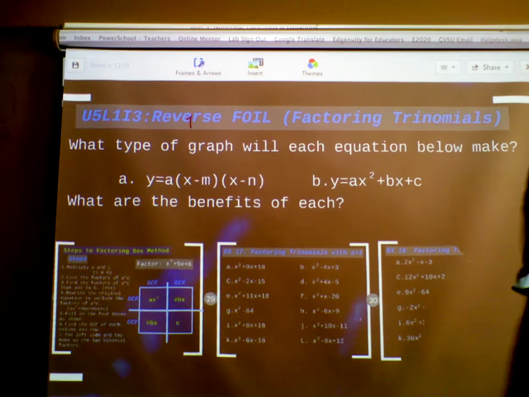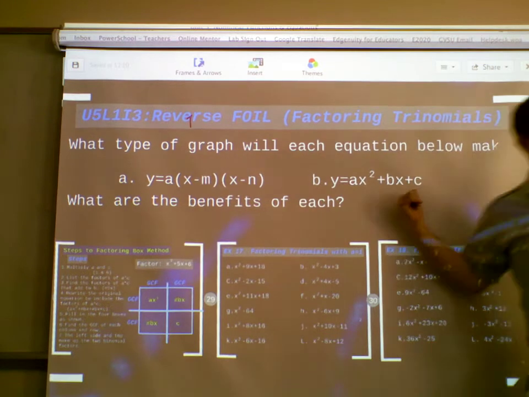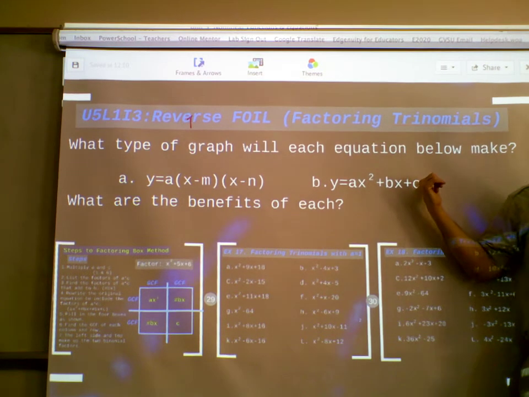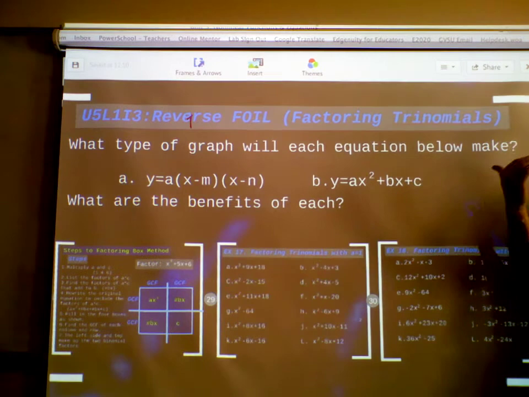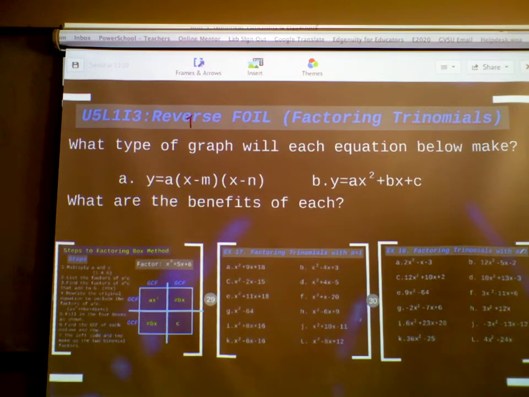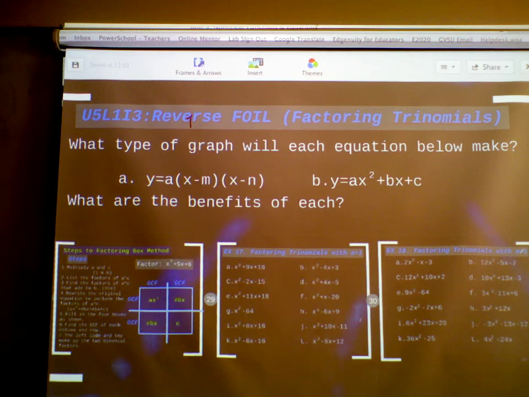Well, we just talked about how if I foiled this, we'd get that, right? So is it really changing the equation? No. Just changing how I wrote it, isn't it? So we still get a parabola. So both of those equations give me a parabola. They're actually the two forms of a parabola.